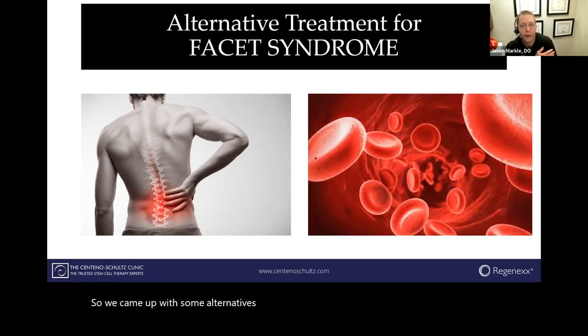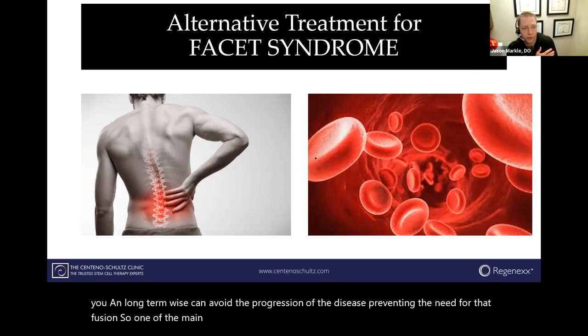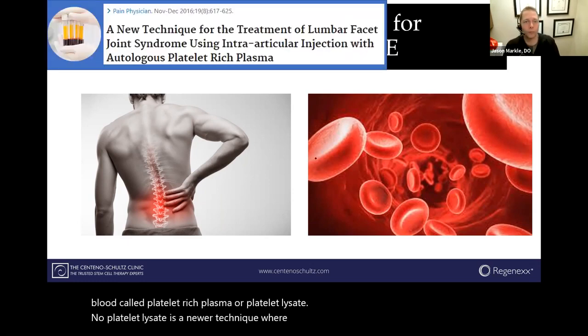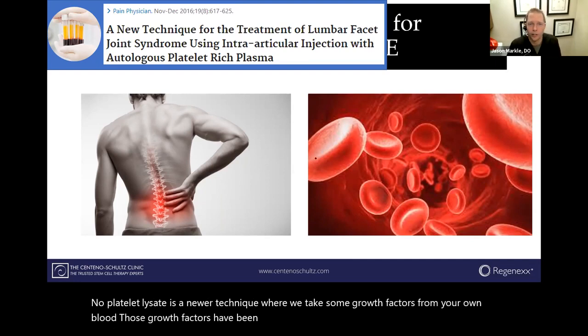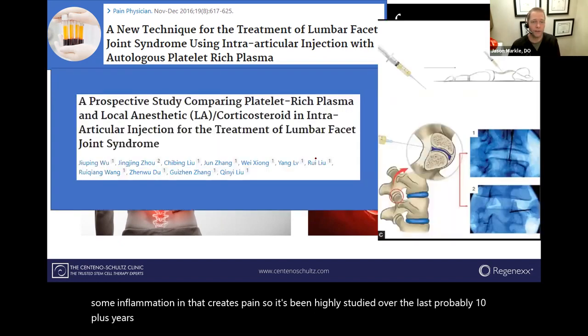One of the main treatments that we use for Facet Syndrome is from your own blood, called platelet-rich plasma or platelet lysate. Platelet lysate is a newer technique where we take some growth factors from your own blood. Those growth factors have been shown to protect your cartilage and shut down some inflammation that creates pain. It's been highly studied over the last 10-plus years, showing very significant improvement.